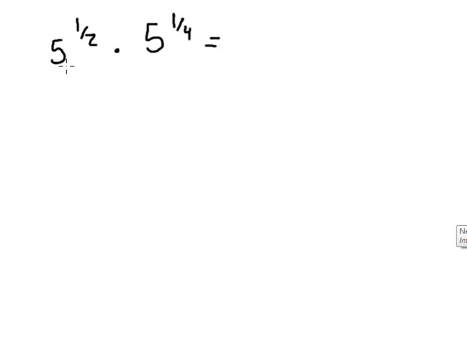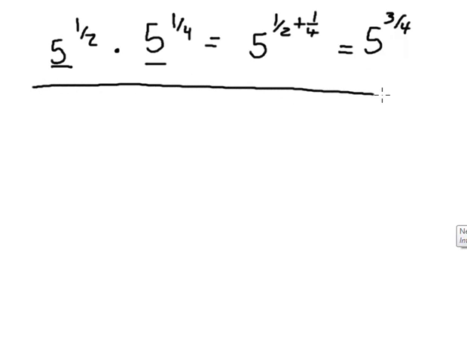Here I'm multiplying. Because I have the same base, my answer is going to be 5. I just leave that alone, and my exponents add. So 5 to the 1/2 plus 1/4. 1/2 plus 1/4 is 3/4. So this is 5 to the 3/4. And that's my answer, or I could evaluate it on a calculator. Okay, now let's look at another one.